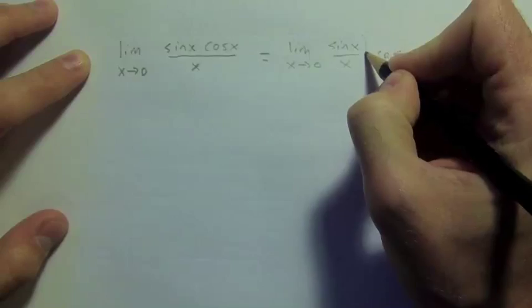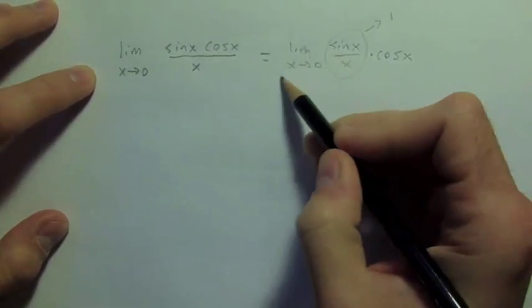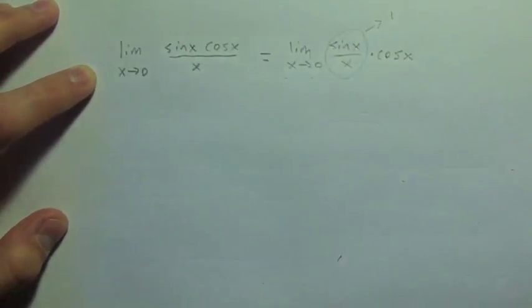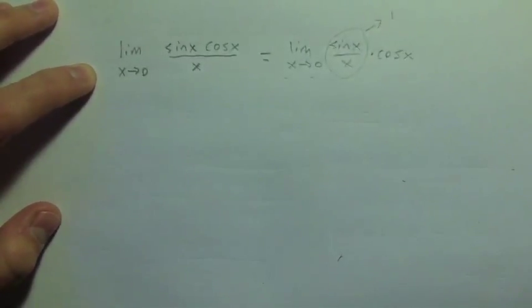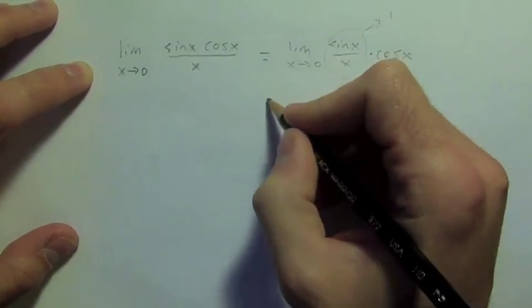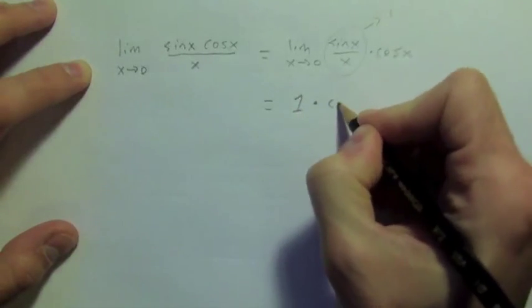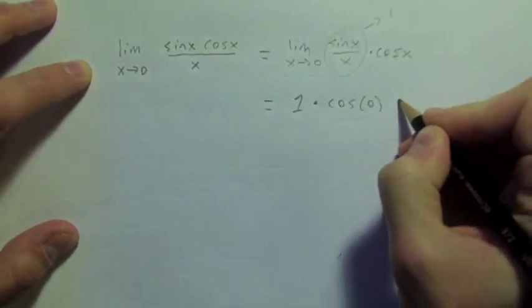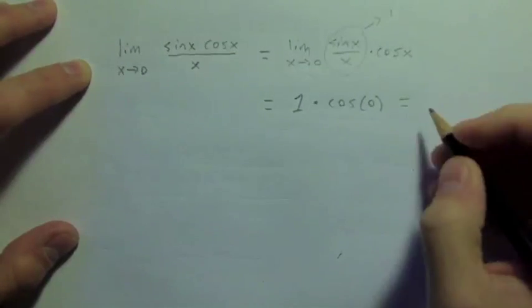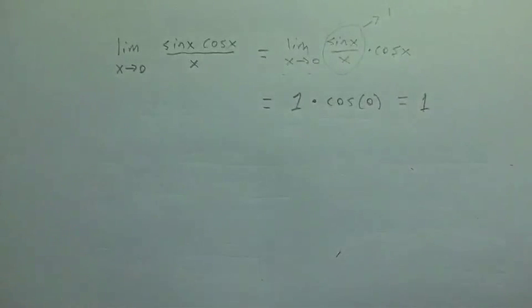Okay, and now I know this entire piece here is going to 1, since it's the limit as x goes to 0 of sine x over x. So that goes to 1. Then cosine x, well, now we can just evaluate the limit, because this will be 1 times cosine of 0. We'll plug 0 in, and cosine of 0 is 1, so the whole thing comes out to be 1. Not too bad.